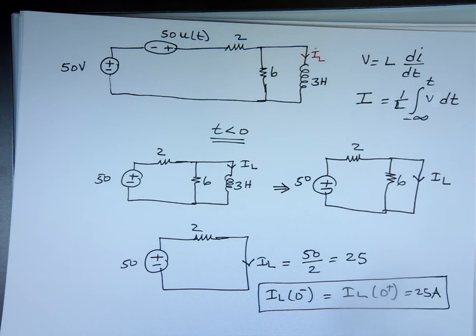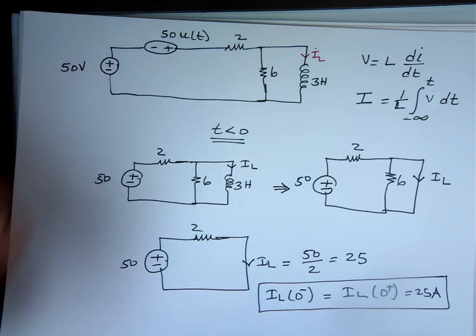Wait, so why was it reduced to just 2? Oh, is that one? Current will take the least resistive path. That's right, okay. I got you. So now for t greater than 0.